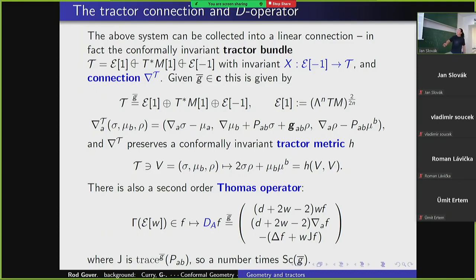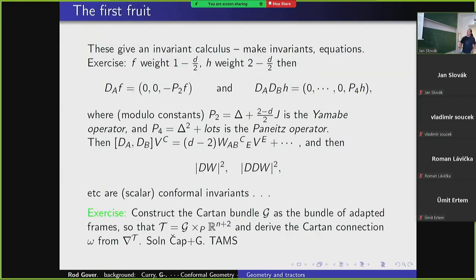So these objects, the tractor connection, the tractor metric, and this Thomas D, that's like your starter pack for conformal geometry. You can now go away and do stuff, right? You can actually calculate. So what sort of things might you want to know? Well, the classic questions are to do with, for instance, making invariants and invariant equations. So here's an exercise. Well, the first bit is almost trivial. Suppose you start off with a density of weight 1 minus d over 2. I'm back to dimension d. I'm sorry about the dimension switching.